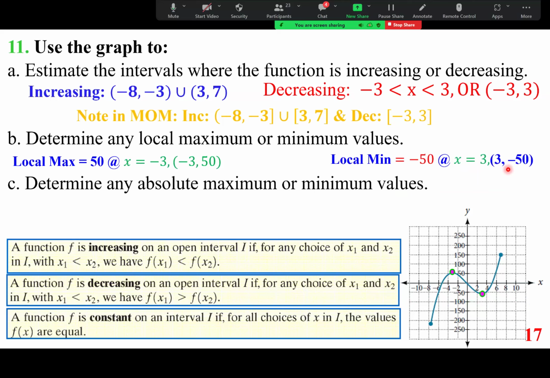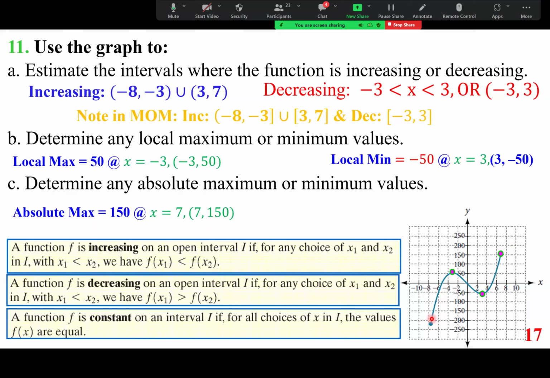Determine any absolute max or min. Peaks and valleys could be absolute if they are, but they are local in this case. The endpoints are not local. They can be absolute. As you can see, this is the absolute max and this is the absolute min. So the absolute max has a y coordinate of 150, at x equals 7. So we say the absolute max is 150 at x equals 7, or 7 comma 150.